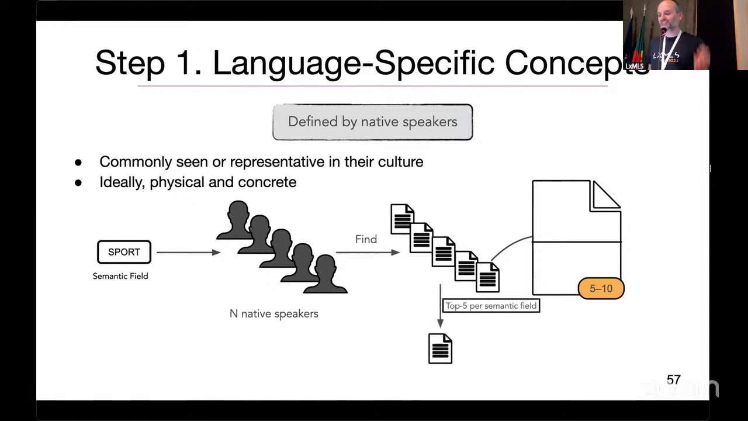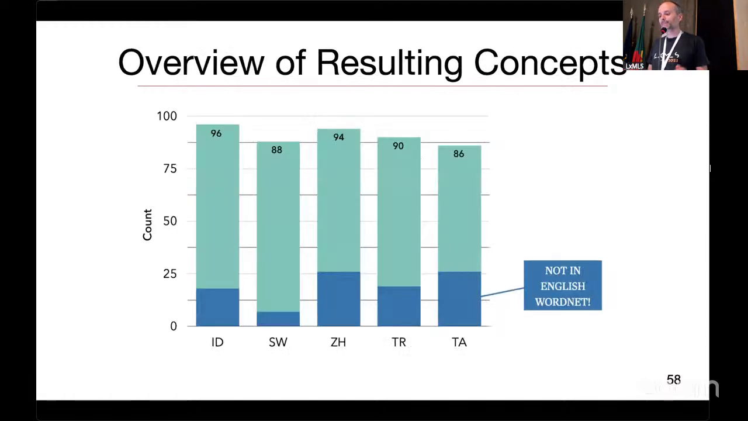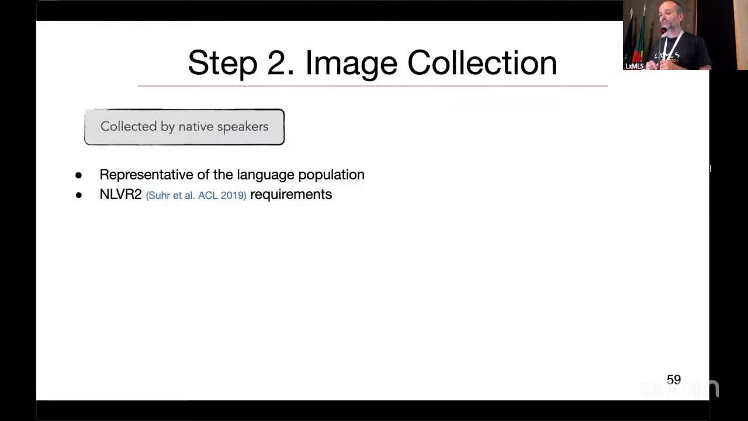And then we extracted the top 5 per semantic field, and across the 5 languages, we got about 90 concepts from this crowd working process. And between 10 to 25% of these concepts couldn't be found anywhere in the English WordNet hierarchy. So we felt confident that we were going to get examples that already went beyond what was being tested in common vision language datasets. For the image collection, once again, we worked with native speakers.